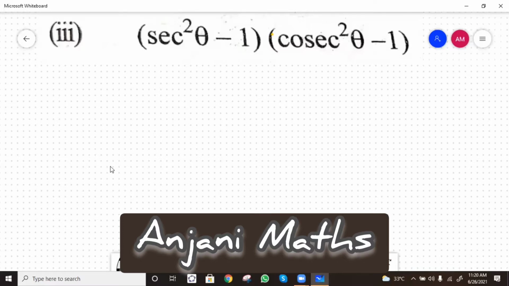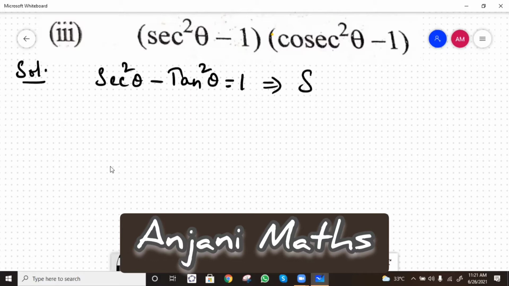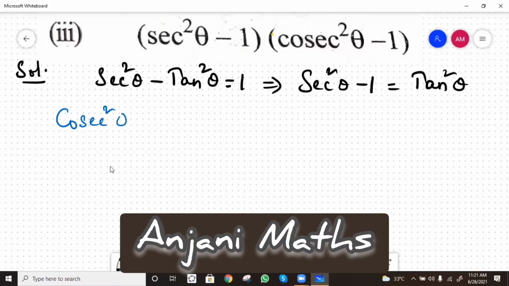Which trigonometry identity involves a secant square theta? It's secant square theta minus tan square theta is equal to 1. So what can we say? Secant square theta minus 1 is equal to how much? Tan square theta. Similarly, which trigonometry identity involves cosecant square theta? We have cosecant square theta minus cot square theta is equal to 1.